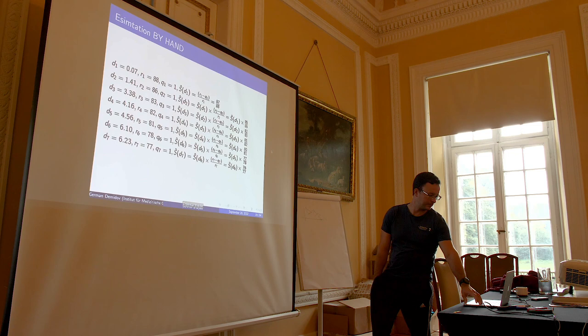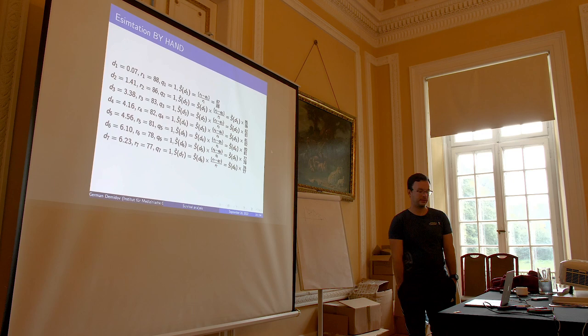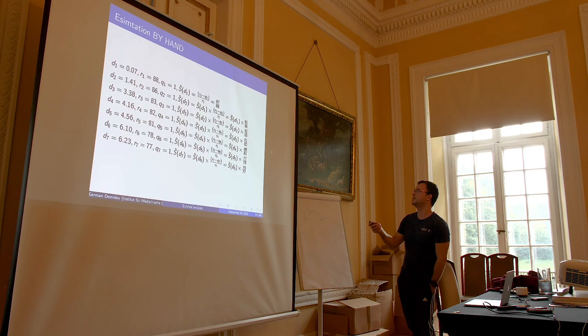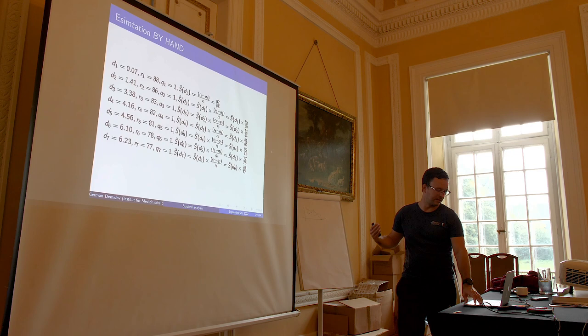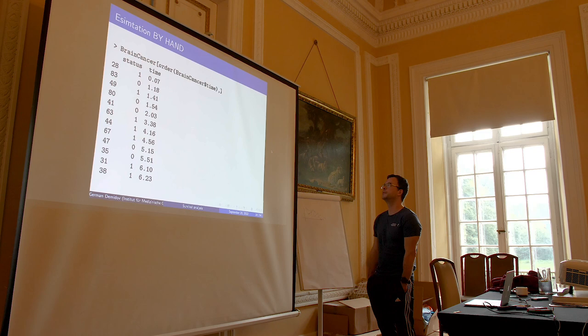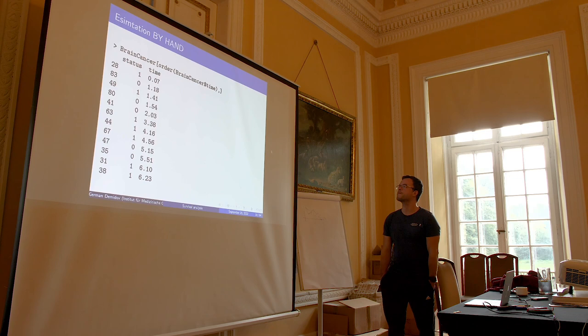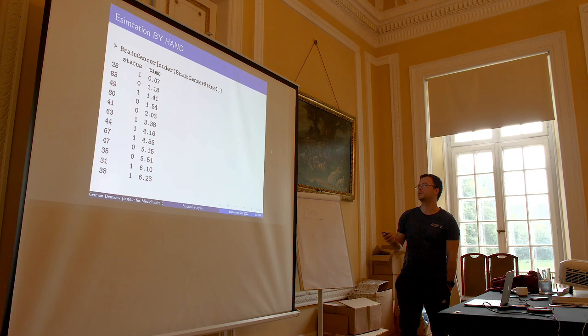Here is the formula. We need to write this formula. You need to understand why this thing is updated like this, why the survival function is updated taking into account the censored patients. Of course, zeros are the patients without event, the censored, and one is with the event.